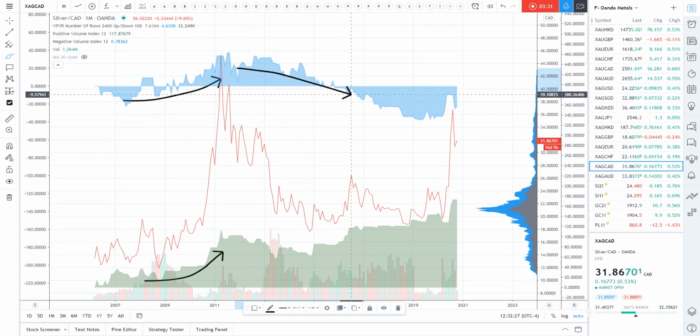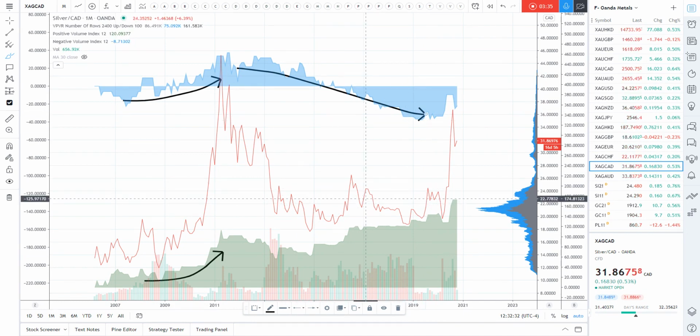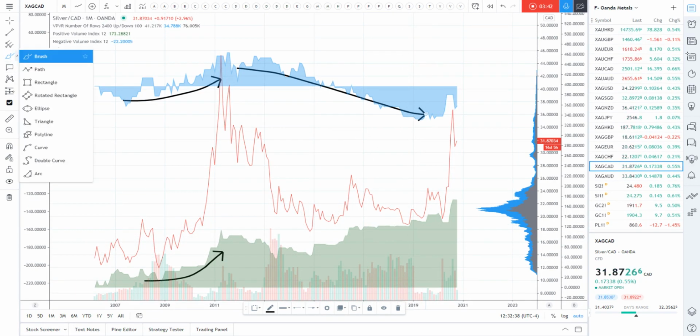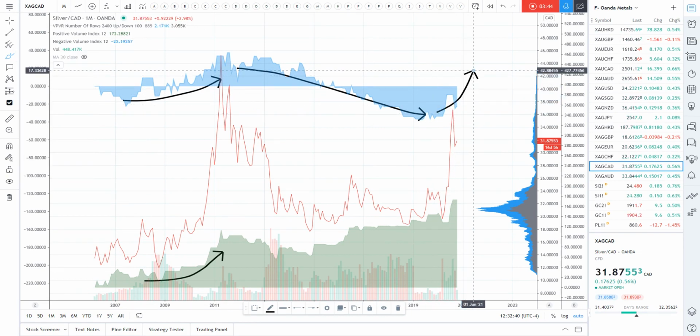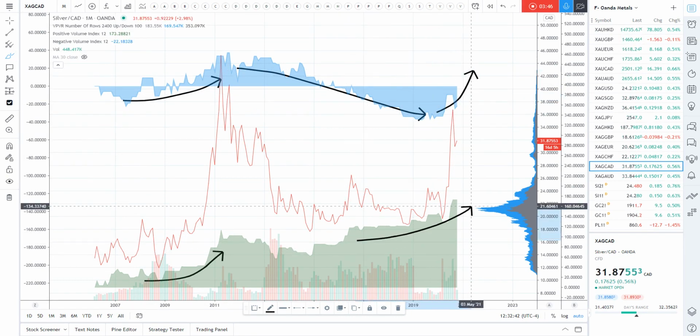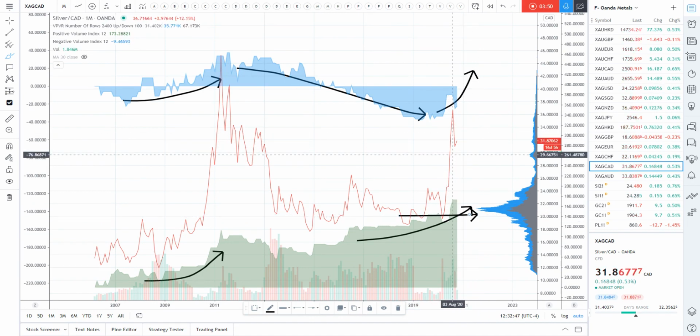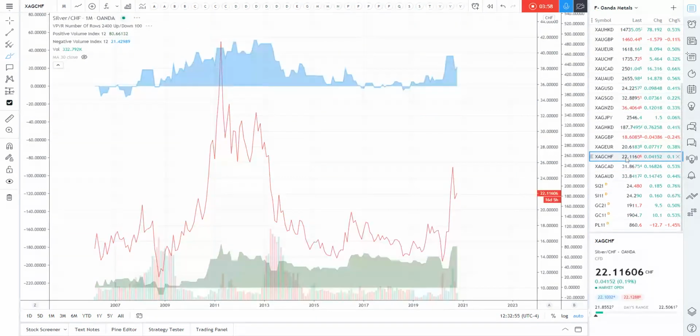Smart money dropping, dropping, dropping, stagnating the price action for silver in Canadian dollars, even if the crowd money was still buying on increasing volume days. But look at what's happened right now as this went up. And we have a breakout right here. Price action exploded. And when you cross over the zero line, it's really going to be bullish. So right now, I think the best is yet to come for silver in Canadian dollars.